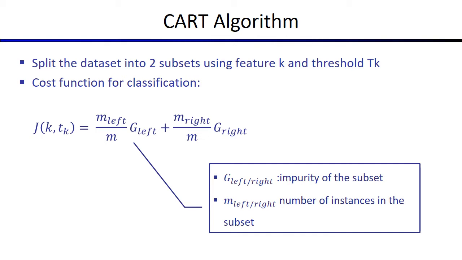We use the classification and regression tree algorithm, CART, to train decision trees. The algorithm works by first splitting the training set into two subsets, using a single feature k and a threshold tk. So how does it choose k and tk? It searches for the pair of k and tk that produces the purest subset. That means we choose the pair with the lowest Gini impurity.